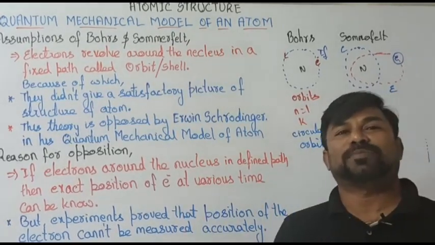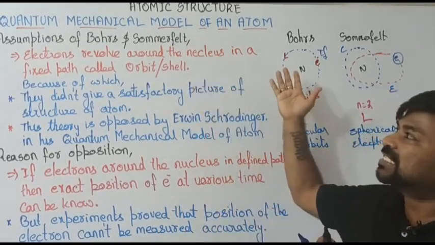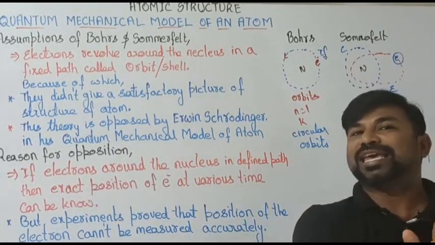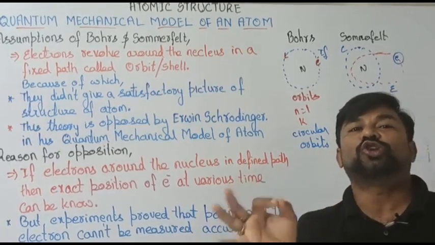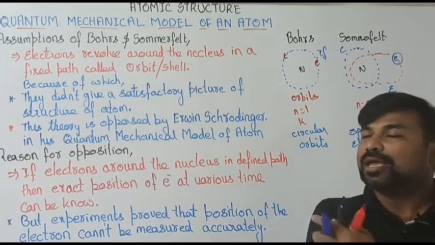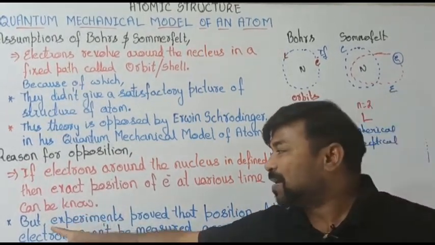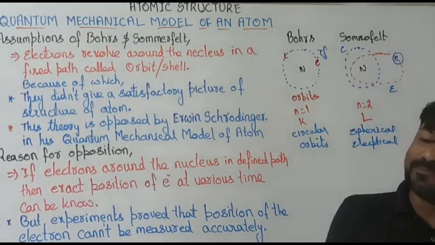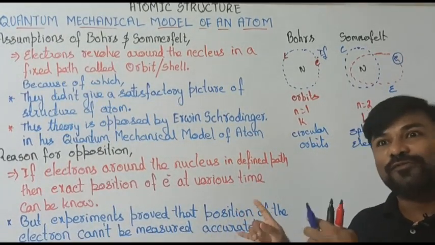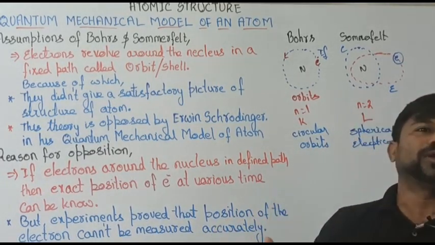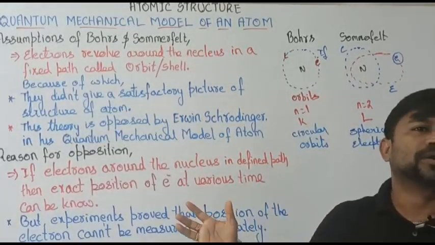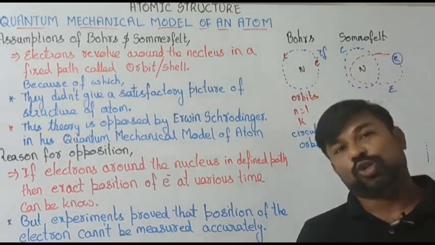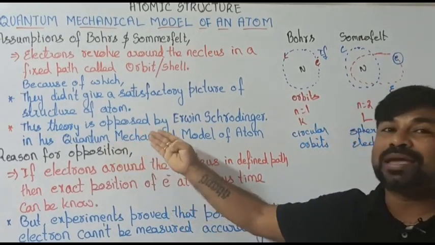But many experiments which were made after the discovery or after the assumption of Mr. Bohr, right, many experiments came out. They all are saying that the exact position of the electron accurately cannot be found. That's what. Experiments prove that the position of the electron cannot be measured accurately, because we are not able to figure out the position of the electron accurately at a particular time, Mr. Erwin Schrödinger has opposed, right, and he came out with a new model called the quantum mechanical model.